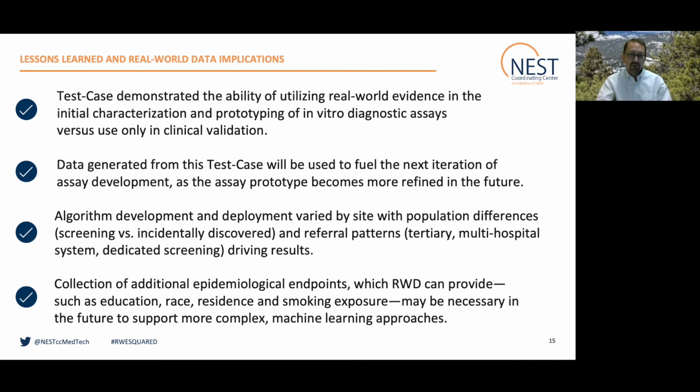So in conclusion, the test case demonstrated the ability to utilize real-world data to both characterize and prototype an in vitro diagnostic assay. The data that are generated from this are going to be used to fuel the next iteration of the assay development as the assay becomes more refined in the future.